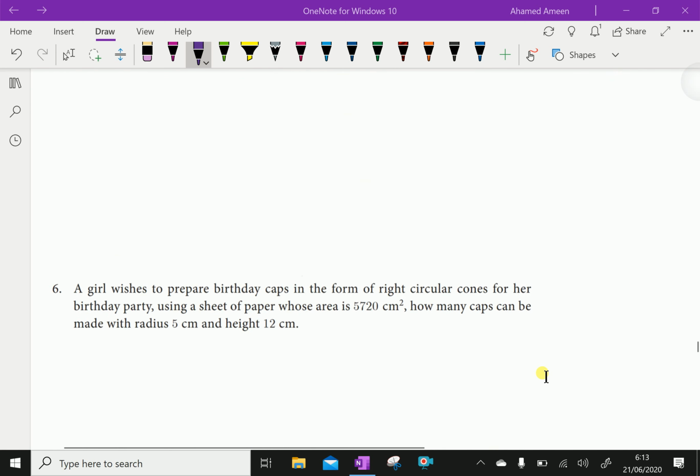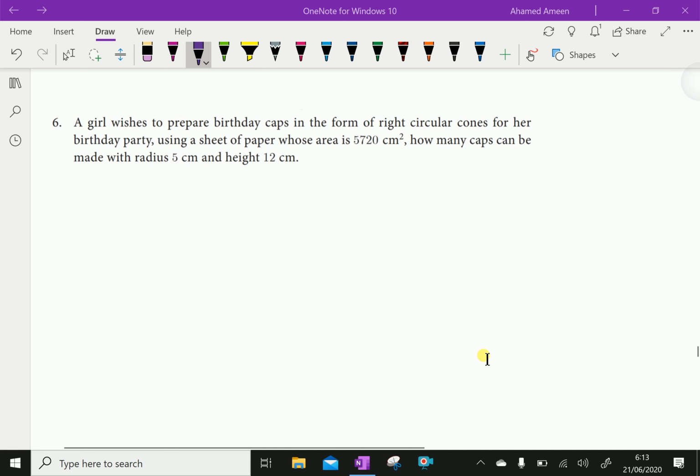Question number 6. A girl wishes to prepare birthday cakes in the form of right circular cones for her birthday party using a sheet of paper whose area is 5,720 centimeters squared. How many cakes can be made with radius 5 centimeter and height 12 centimeter? Here radius is 5 centimeter, height is 12 centimeter.